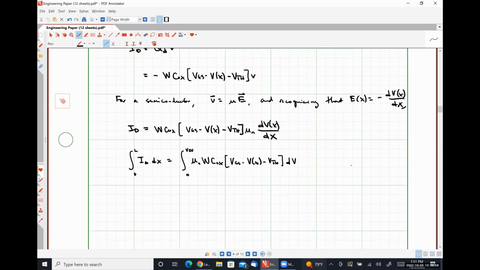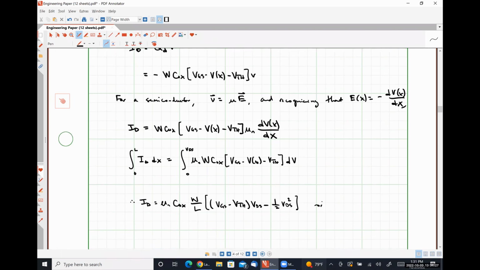And what this is going to yield is I_D is equal to mu_n C_ox W over L times (V_GS minus V_TH) times V_DS minus 1/2 V_DS squared, for the constraint that V_DS is less than or equal to V_GS minus V_TH.